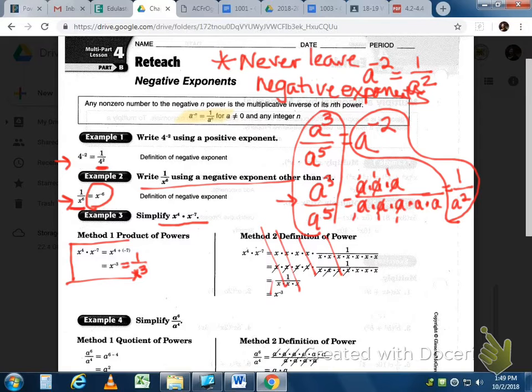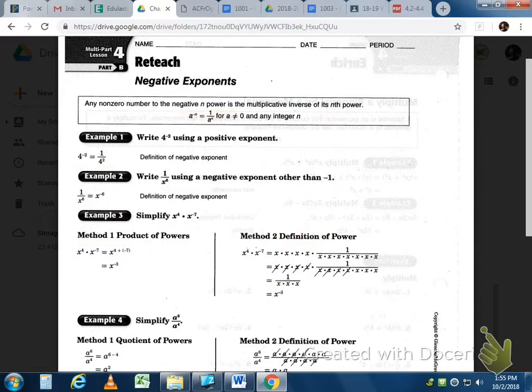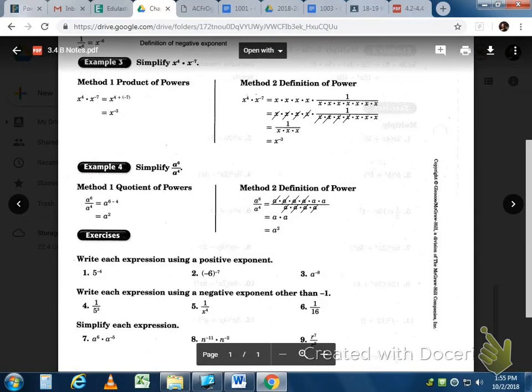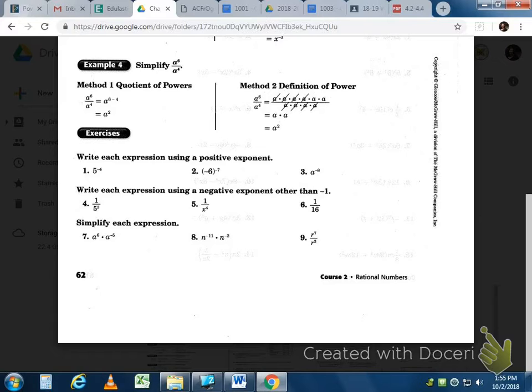Okay, now let's look at some examples at the bottom of the page. You were supposed to do these. Remember, we're leaving positive exponents unless it tells us specifically to do a negative exponent. So let's look at, and we're probably going to do most of these, even though I told you only to write the odd ones down. We're going to start with number 1. Write each expression using a positive exponent. It says 5 to the negative 4. Eli, what am I going to write?